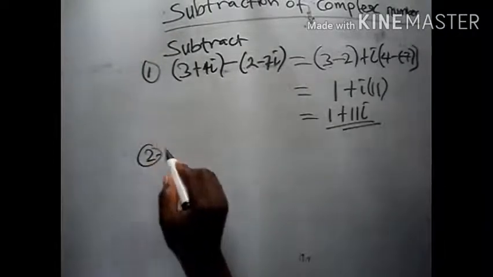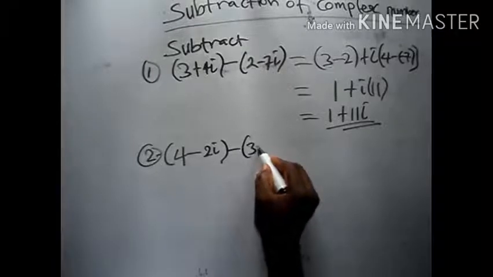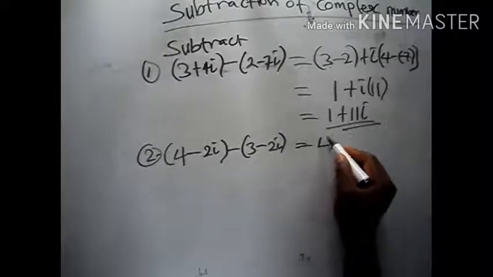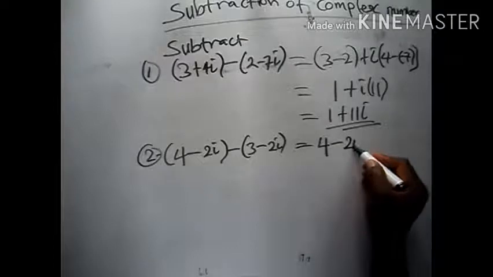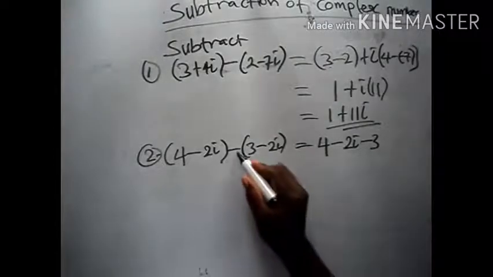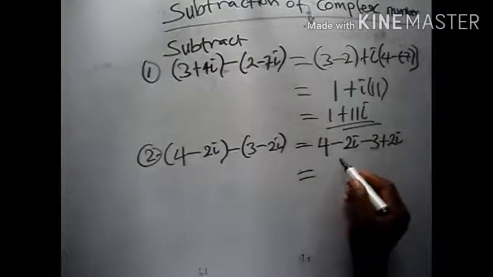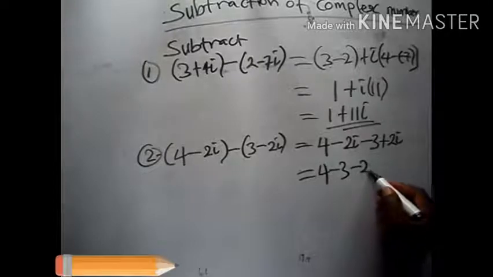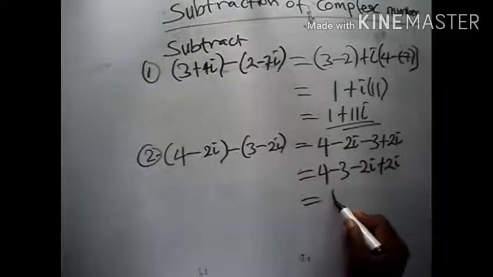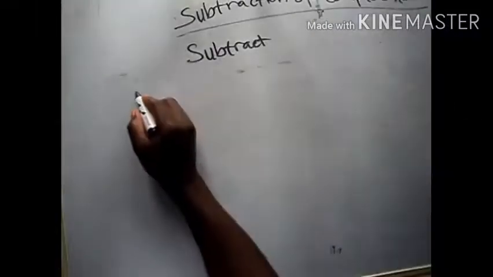And let's do another example. We have (4 minus 2i) minus (3 minus 2i). Here let's use the second method. We have 4 minus 2i, minus times plus 3, we have minus 3, and then minus times minus 2i, we have plus 2i. So let's collect the like terms now. 4 minus 3, we have 1, and minus 2i plus 2i is 0. So our answer is 1.